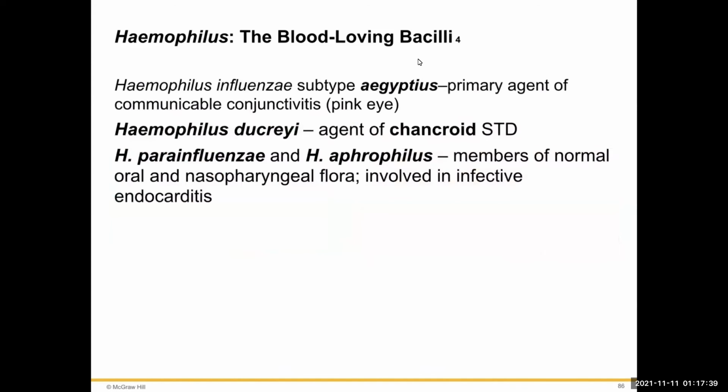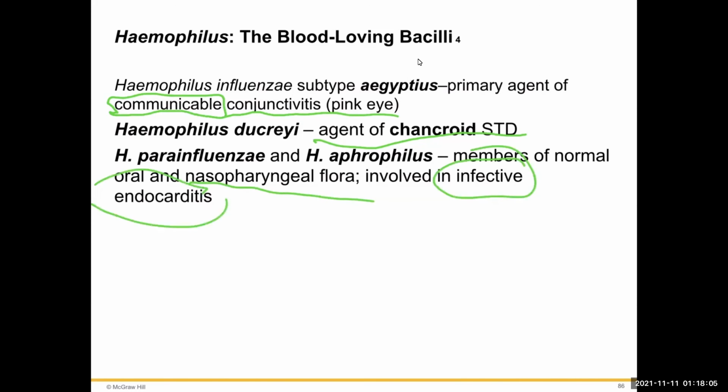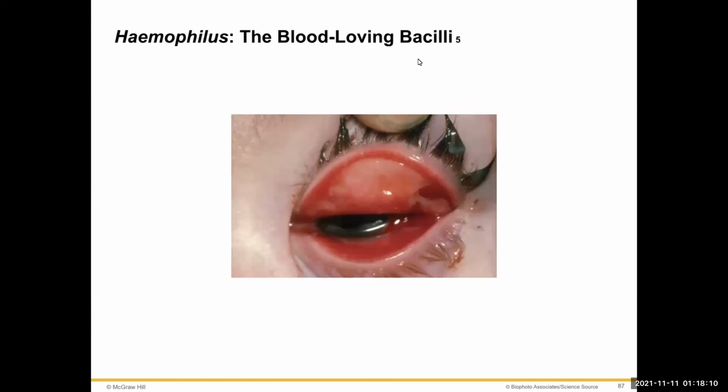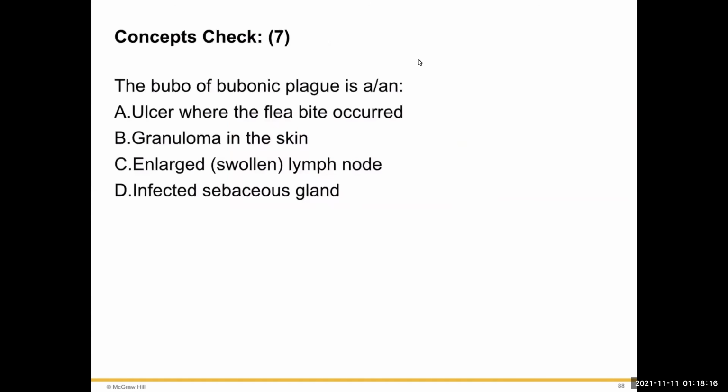Haemophilus influenzae subtype aegyptius, primary agent of communicable conjunctivitis, pink eye. It's very contagious. If your child has it, they send you home from school because it is a communicable disease. Haemophilus ducreyi is an agent of chancroid, which is a sexually transmitted disease. And parainfluenzae and aphrophilus are members of normal oral and nasopharyngeal flora involved in infective endocarditis, where it can lodge on the valves of the heart and cause damage. And this is pink eye. Pink eye is inflammation of the conjunctiva around the eye, and it is very painful.